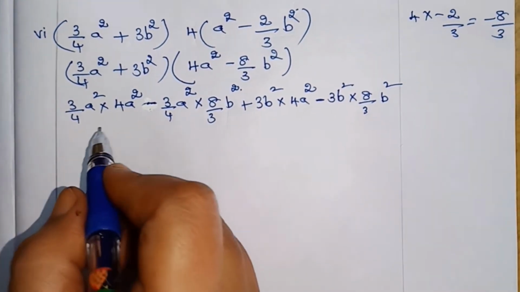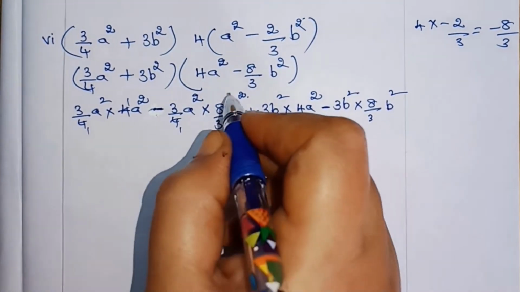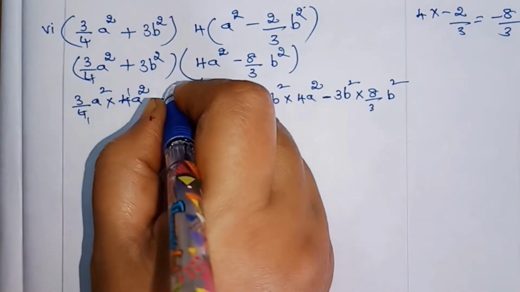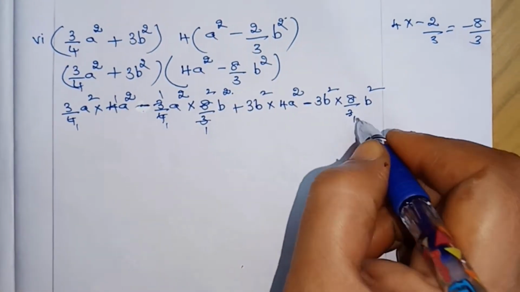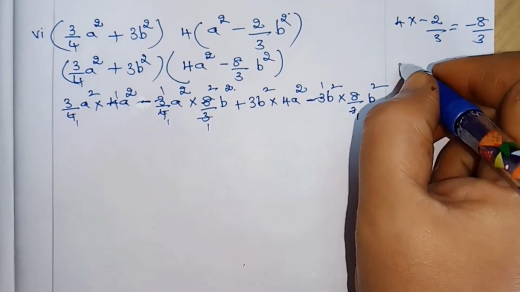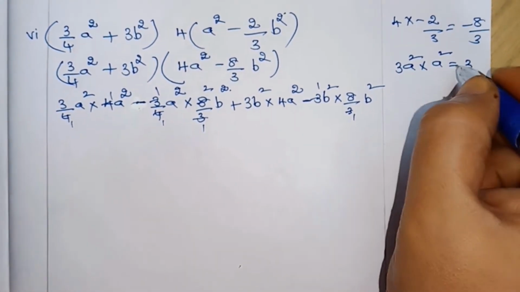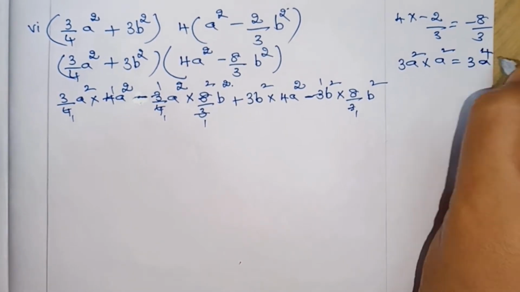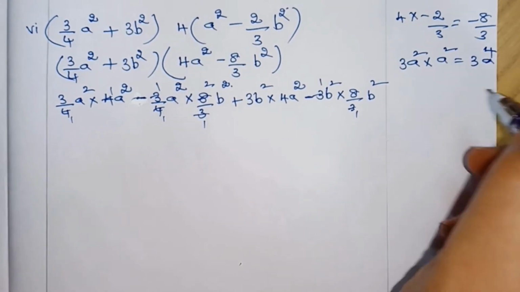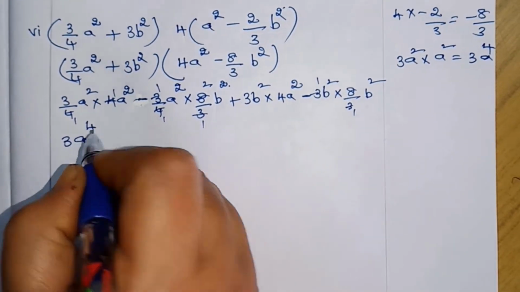Now 4 ones, they get cancelled in the 4 table. 4 ones, 4 twos. So we have to cancel like this. 3 ones, 3 ones. Now, what is remaining here? 3a square into a square, that is equal to 3. A square into a square is a to the power of 4, according to the law of exponents, we add the powers when we multiply this. Now it is 3a to the power of 4.